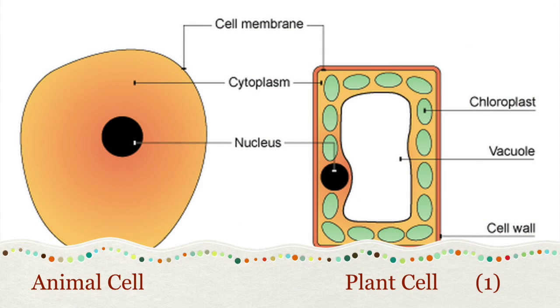This image illustrates an animal cell and a plant cell. As you can see, the shapes of the two cells are very different. An animal cell is round, while the plant cell has a rectangular fixed shape. Also, the animal cell lacks a cell wall, while a rigid cell wall is present in the plant cell.